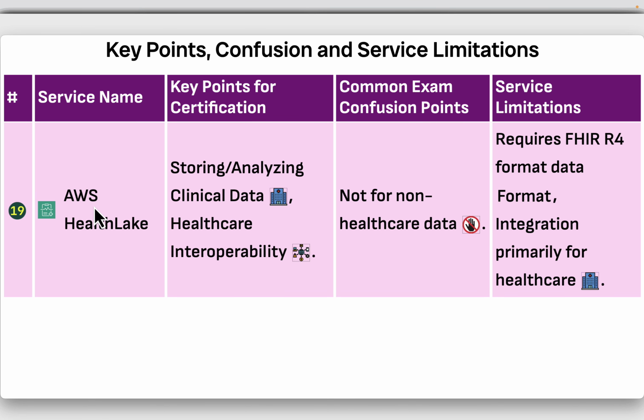Next, AWS HealthLake. Key points for certification: storing and analyzing clinical data, and healthcare interoperability. Exam confusion points: it is not for non-healthcare, so anything non-healthcare will not use this one. Service limitations: it requires FHIR R4 data format, with integration primarily for healthcare.